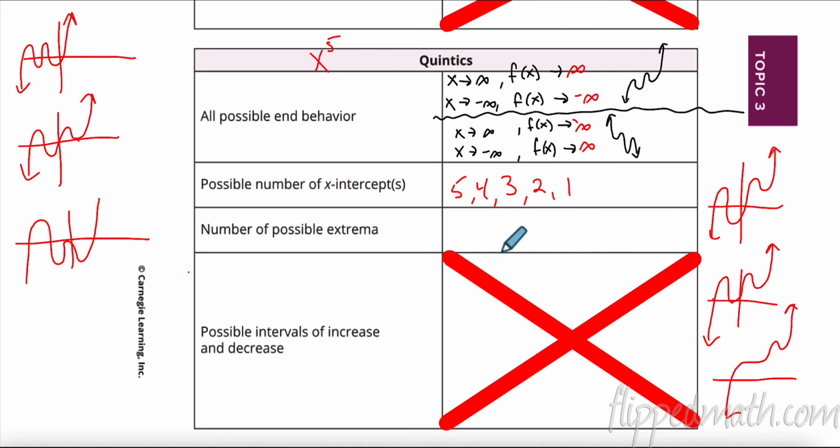All right. So possible extrema. We could have 0 extrema, though, if it was just a very flat one like that. We could have 1 extrema. See, this is the great thing. It's going to be all the way till what? 1 less. So I could have 1 less, right?